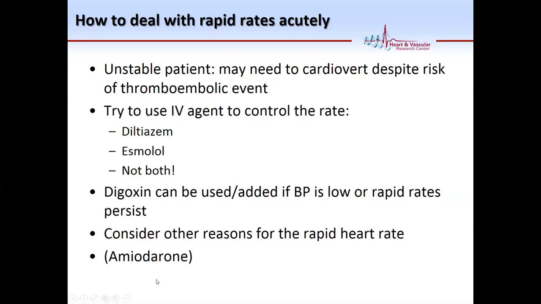I put amiodarone in parentheses here. Yes, amiodarone will slow the heart rate. Not quickly, though. And when you give amiodarone, you're also taking a chance that you're going to cause a cardioversion. And if you have a patient that's not been adequately anticoagulated, you may not want them in sinus rhythm right now. You just wanted to control the heart rate. So amiodarone is not something you want to go to right off the bat. All right.